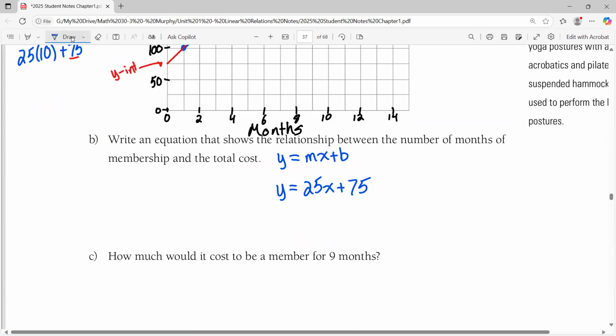So a lot of the time, you don't realize that you're calculating using this equation in your head. You might be doing it in reverse order. You might be going 75 plus 25 times however many months, but it doesn't matter. If you rearrange it all, it'll fall into place like this.